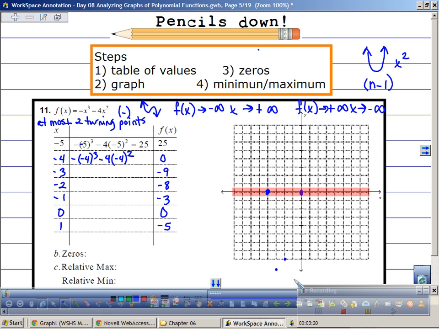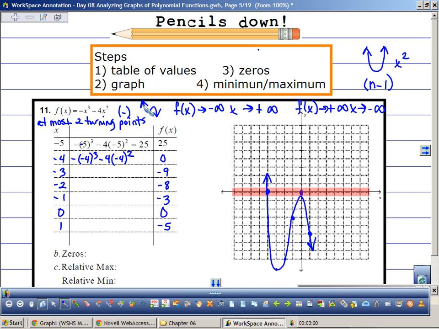What just happened there? We got a turning point, right? Negative 1, negative 3. 0, 0, we already have that one. And 1, negative 5. What just happened there? Another turning point. So my graph, let me try and do this as nicely as I can. Does it look like the behavior that we expected? It does, right?